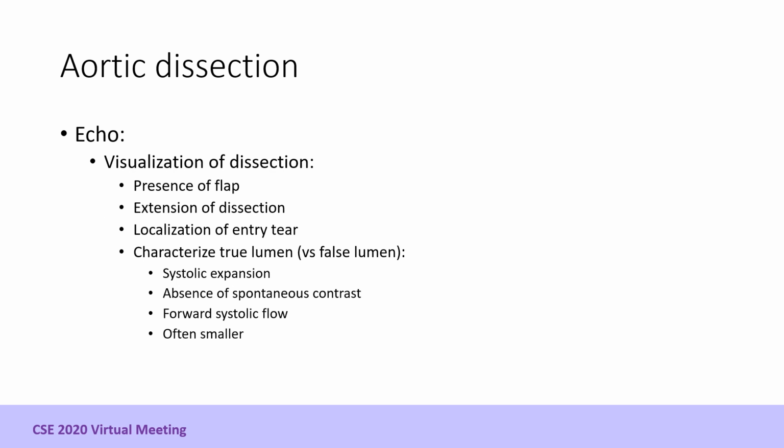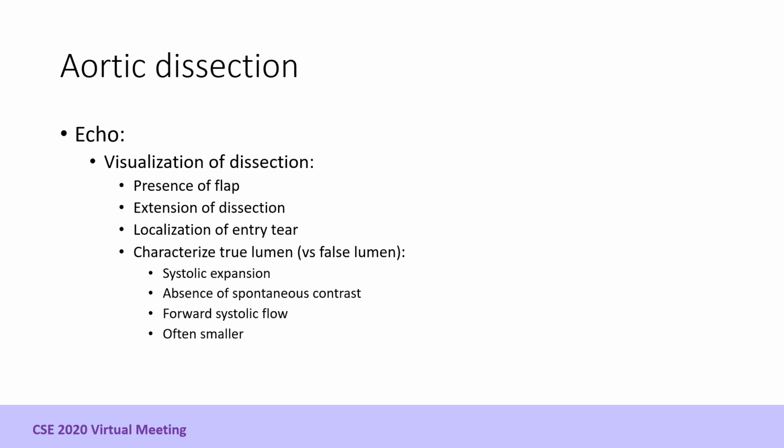For visualization of the dissection itself, we are looking for a mobile flap with motion that is independent of aortic wall motion and ideally seen in multiple views, helping to distinguish it from reverberation artifact. If possible, it is important to describe which aspects of the aorta are involved and visualize the entry and exit tears. The true lumen, which tends to be smaller than the false lumen, will expand in systole, whereas the false lumen diameter often increases in diastole.